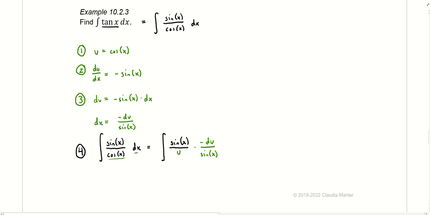And here's really the step where we can see if substitution actually works, if we pick the right u, because again, we want this to simplify and be easier to solve. And we can see the way that we picked u, this sine and this sine are going to cancel each other out, which is going to leave us with negative du over u.